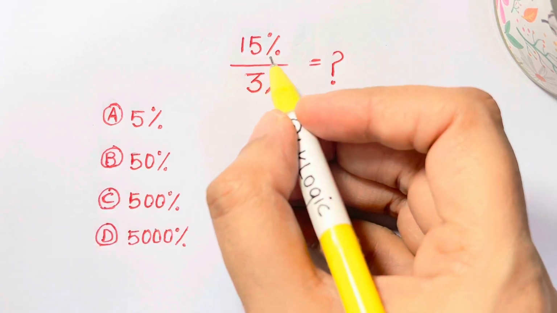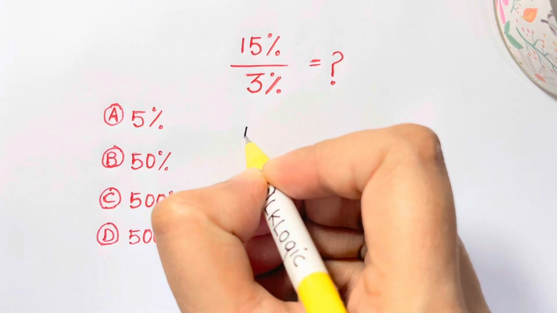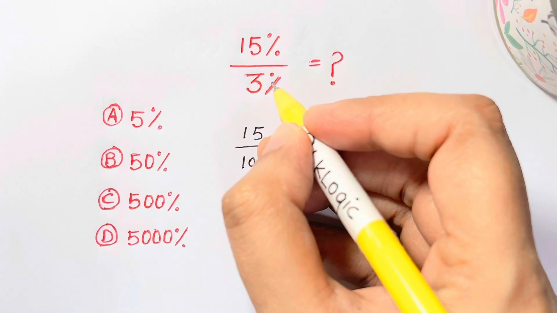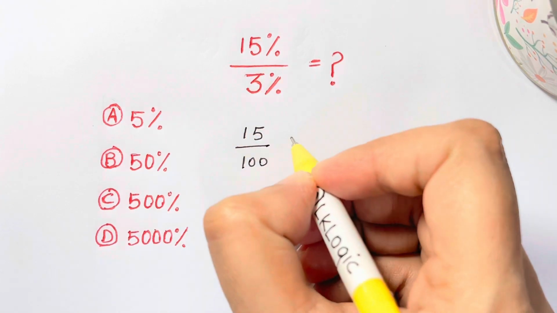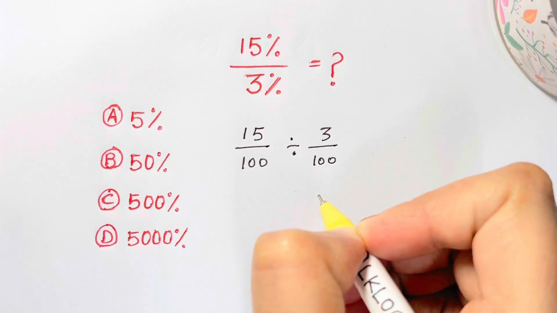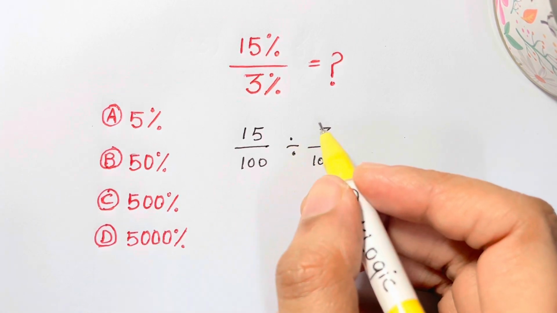First, what we are going to do is percent. Per means for each 100. So let me write it down. 15 for 100 and this 3 for 100. It's divided by 3 for 100. Is that right? Yes. Now there's a division symbol here, dividing two fractions.